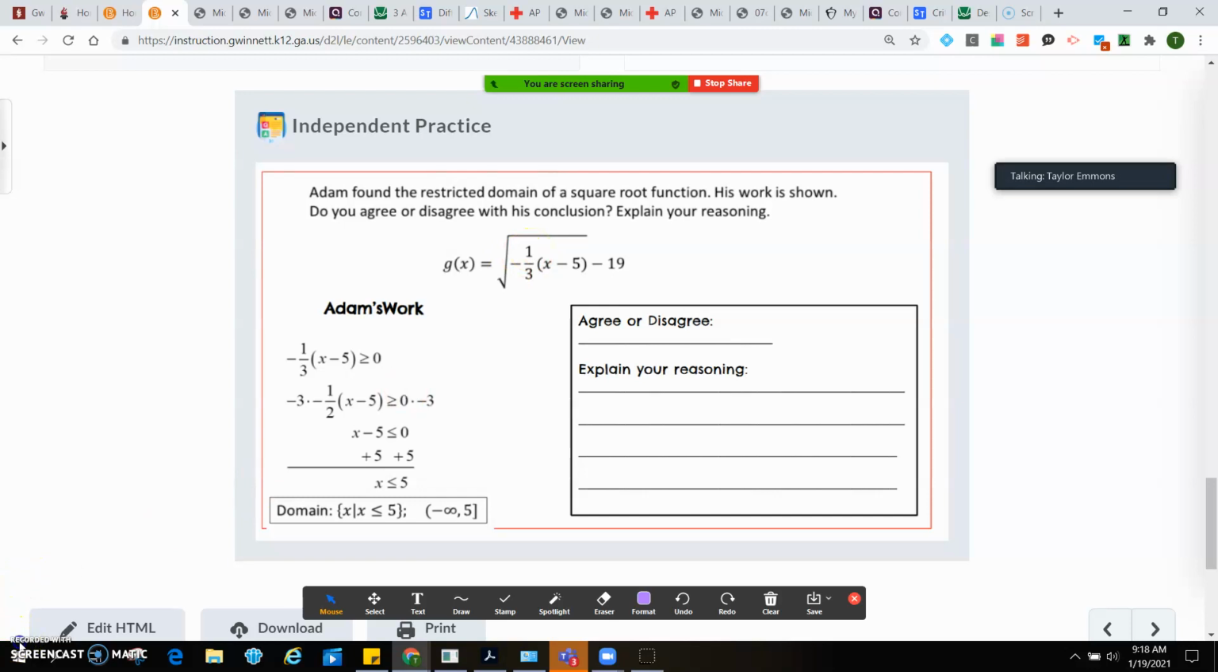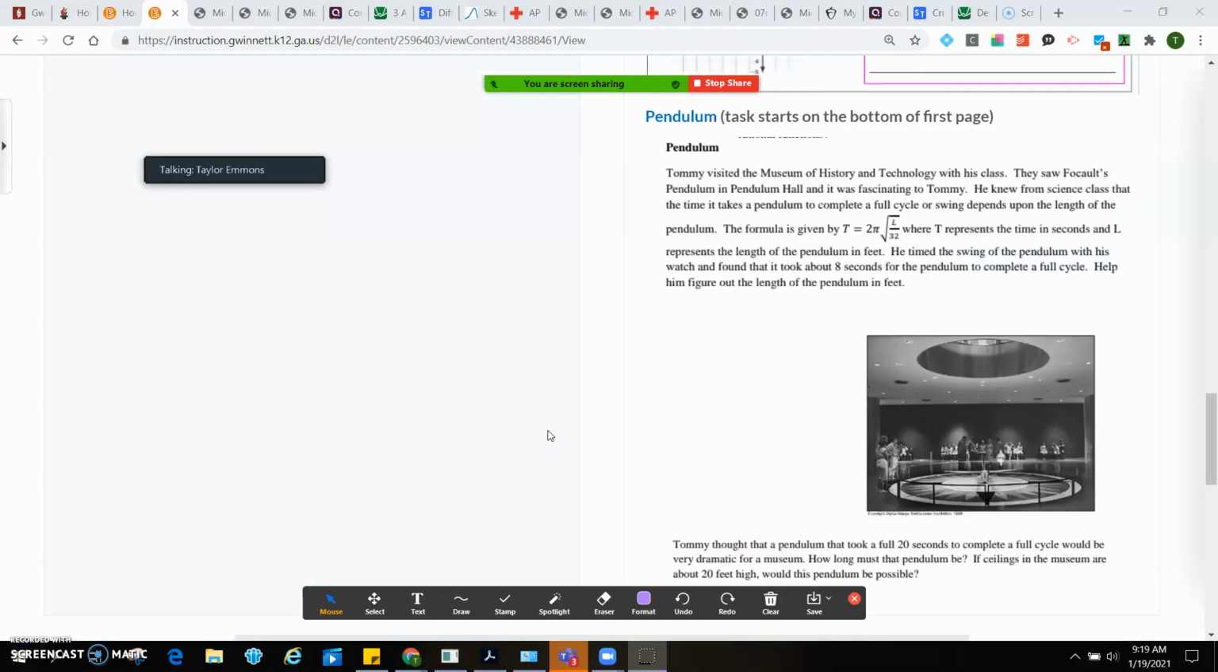Okay? Tommy visited the Museum of History and Technology with his class. They saw Foucault's pendulum in Pendulum Hall, and it was fascinating to Tommy. He knew from science class that the time it takes a pendulum to complete a full cycle or swing depends on the length of the pendulum. The formula is given by that, where T represents the time in seconds and L represents the length of the pendulum in feet. He timed the swing of the pendulum with his watch and found that it took about 8 seconds for the pendulum to complete a full cycle. Help him figure out the length of the pendulum in feet.